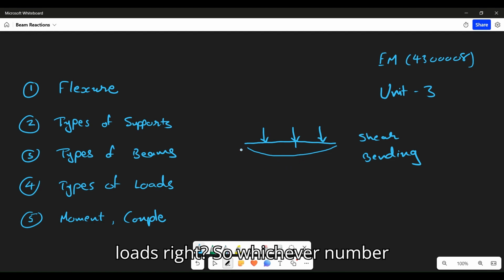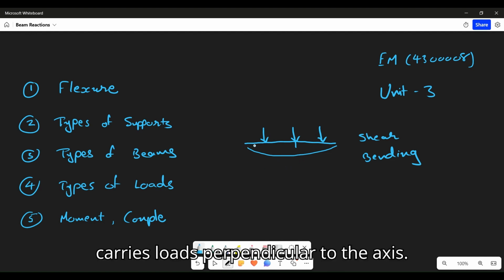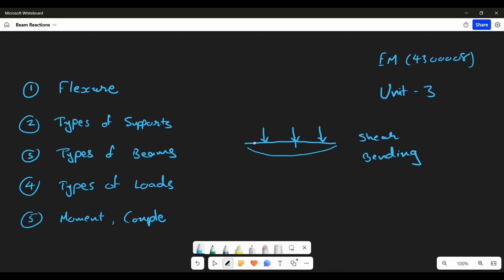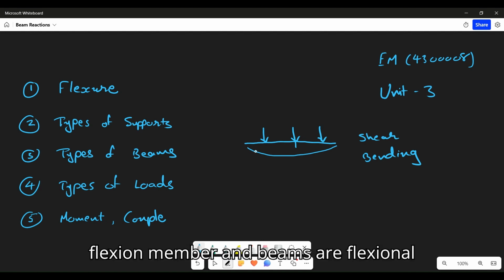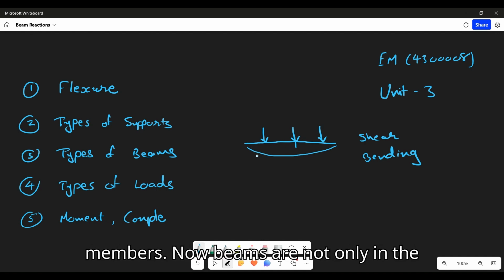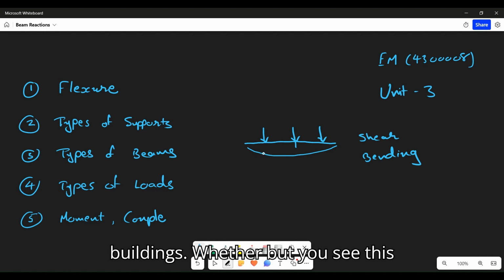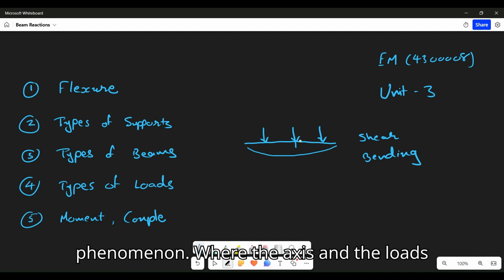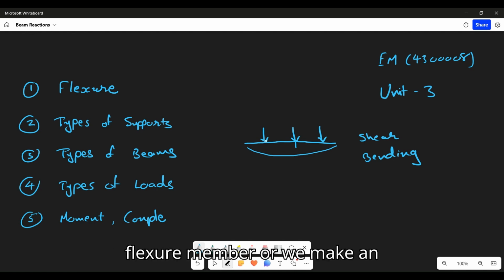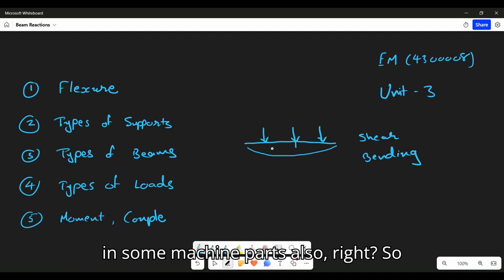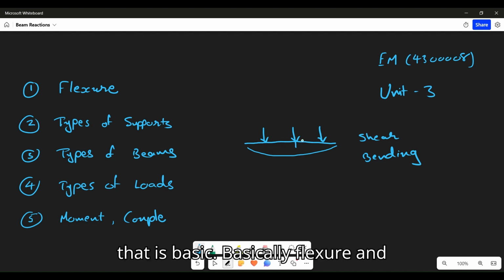Right? So whichever member carries loads perpendicular to the axis, whichever member carries loads perpendicular to its axis, is called a flexure member, and beams are flexural members. Now beams are not only in buildings. Wherever you see this phenomenon, where the axis and the loads are perpendicular, you can call that a flexure member or a beam. It may come in some machine parts also, right? So that is basically flexure, and beams are flexure members.